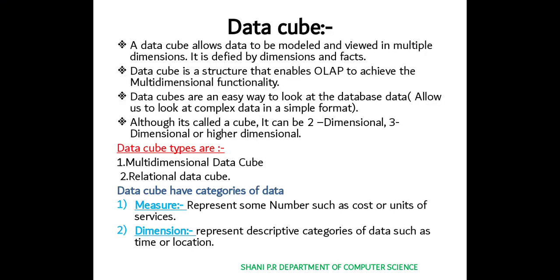So we can represent the data in a cubical representation. A data cube allows the data to be modeled and viewed in multiple dimensions. It is defined by the dimensions and facts. Here, fact means a table. We can represent those in a table also. A data cube is a structure that enables online analytical processing, which is OLAP, to achieve the multi-dimensional functionality.